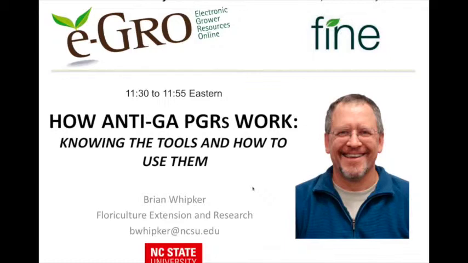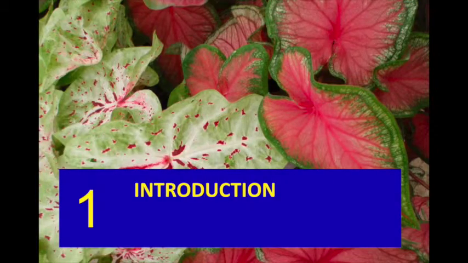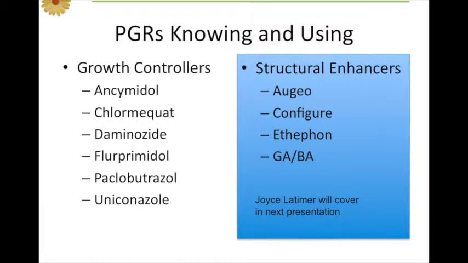So okay, in this next section, we're going to concentrate on looking at some of the chemicals that are out there and going over in a little more depth how they work and where some of the great applications for their use are. Our goal is to know what these tools are and how to use them effectively in production. So what are we talking about? I'm going to talk about the growth controllers: acetamidol, chlormequat, dimenazide, fluoroperimidol, paclo, and uniconazole.